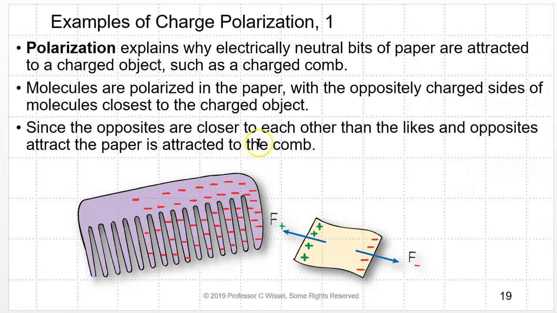So polarization explains why electrically neutral bits of paper are attracted to a charged object such as a charged cone. The molecules in the paper are polarized, with the oppositely charged sides of the molecules closest to the charged object. In other words, you bring a negatively charged cone near a piece of paper, the side of the paper closest to the cone becomes positively charged. The other side becomes negatively charged, but close wins, so it becomes attracted. Since the opposites are closer to each other than the likes, and opposites attract, the paper gets attracted to the cone because it's an inverse square law and close wins.